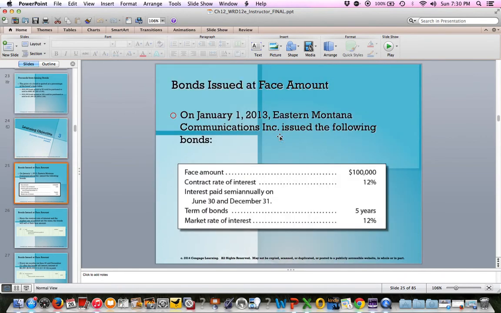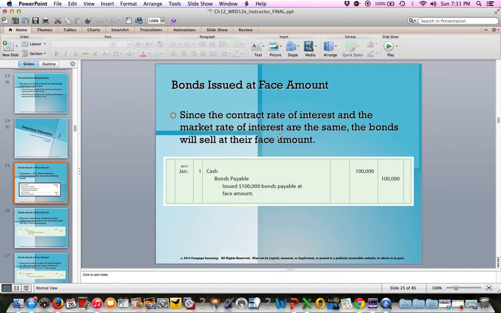So entries for bonds payable, we always have entries, it seems like. Here we have an example. January 1, 2013, Eastern Montana Communications will issue some bonds, $100,000 face amount, 12% contract interest. Interest is paid semi-annually, basically twice a year. Term of the bond is 5 years, market rate's 12%. Notice the market rate and the contract rate are the same, and so we're going to sell that bond for exactly its face amount.